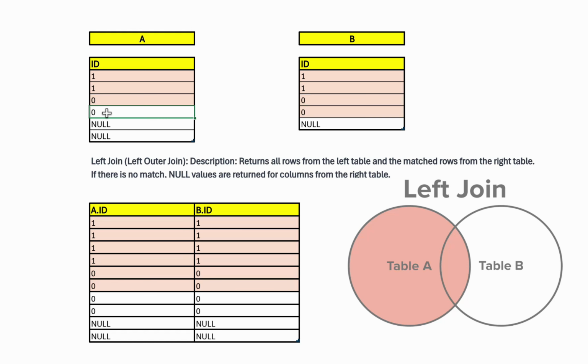Again, if you look into the fourth row in table A, we have the same two more matches in table B for this 0. So that is why we are getting two more rows in the output. So now we have 8 rows.